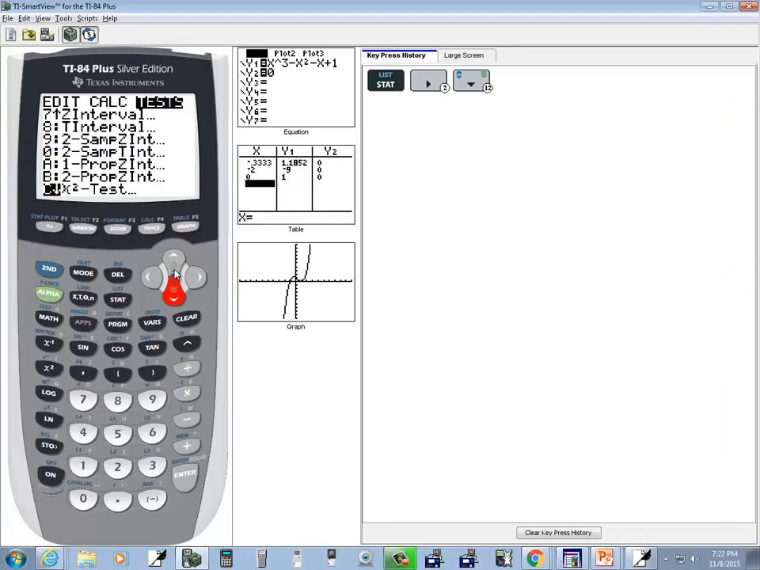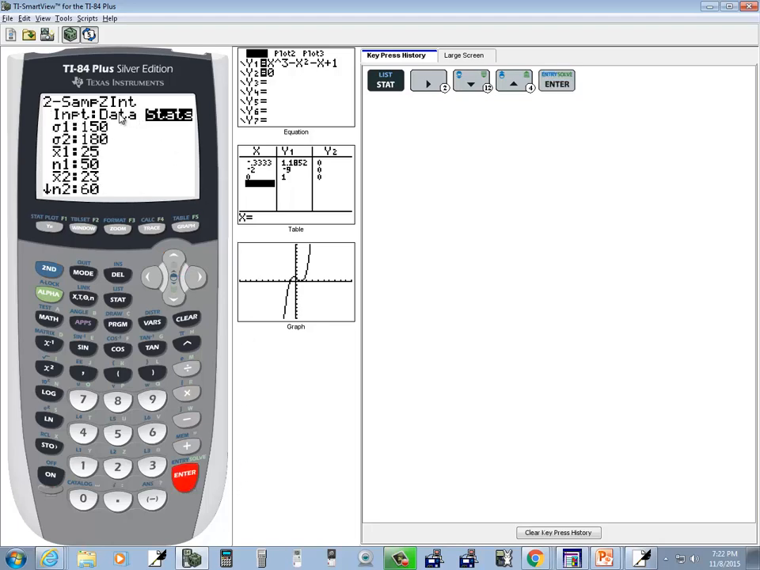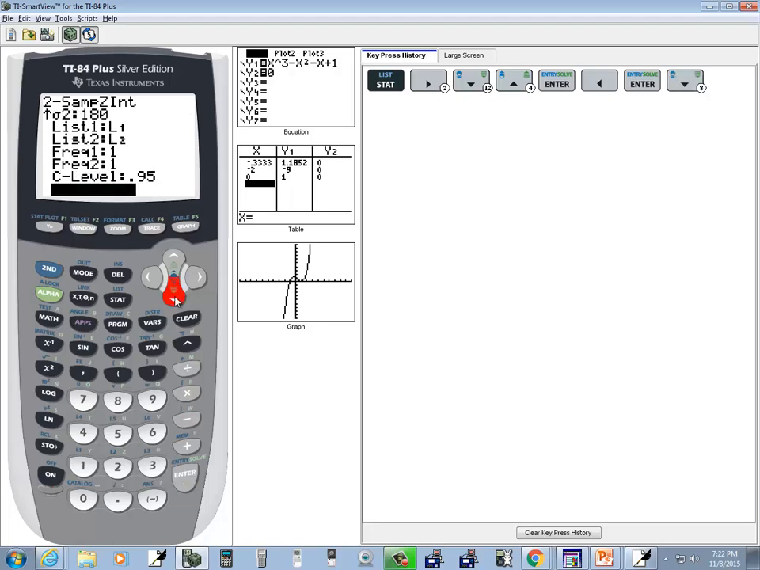Now, if I look at 2-SampZInt, there's two possibilities. One is where you're given summary statistics, where they give you x bar and n of both populations, both samples, and sigmas also. Then there's data. If you left arrow over and choose enter on data, this is where you're given raw data. You put one set of data into list one and another set into list two. You still need to put your sigmas there. Then you go down and see there's a Calculate at the bottom. And of course, there's the C-level. If they tell you 95% confidence, you put in 0.95.